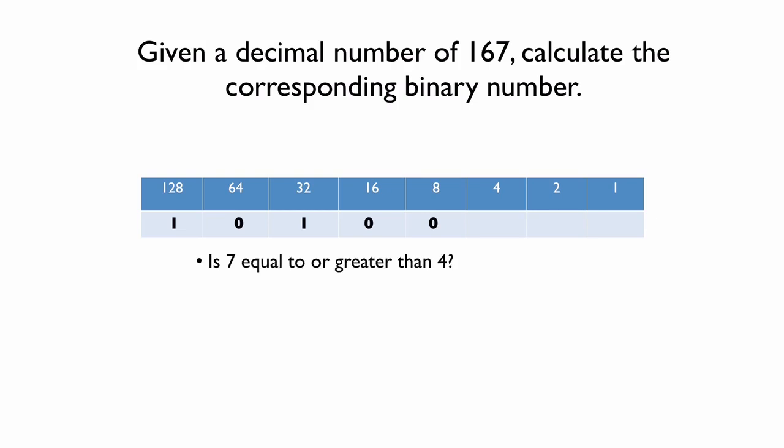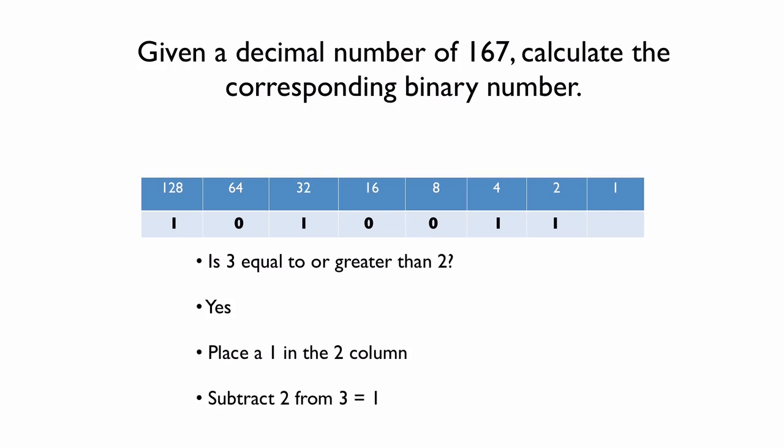Is 7 greater than or equal to 4? Yes, it is. That means we're going to put a 1 in the 4 column, and we're going to find the difference. We're going to subtract 4 from 7, and when we do that, we get a remainder of 3. And we move to the 2 column. Is a 3 greater than or equal to 2? Yes, it is. As a result, we're going to put a 1 in the 2 column, and we're going to find the difference. We're going to subtract 2 from 3, and that's going to be a 1.